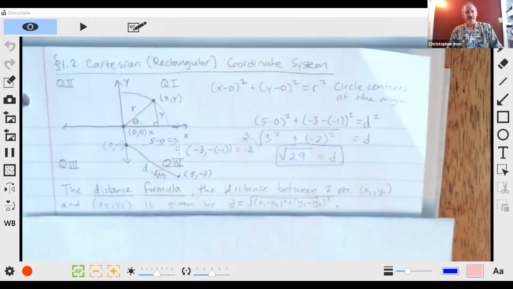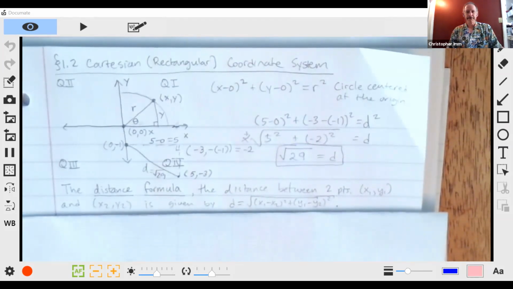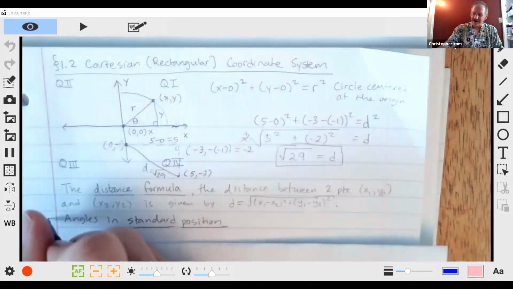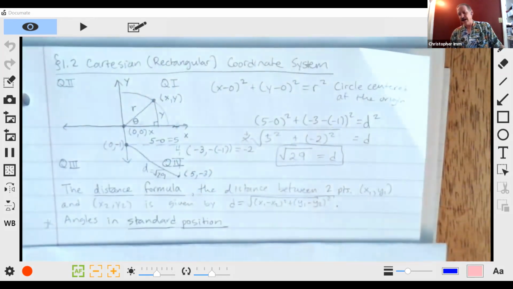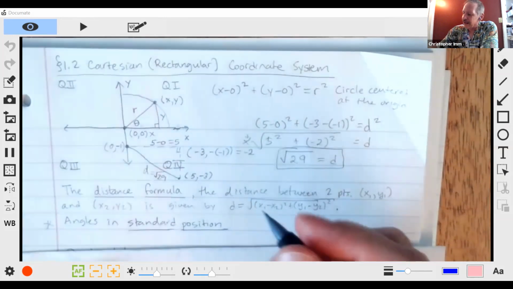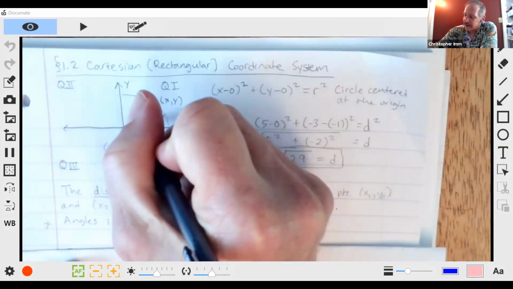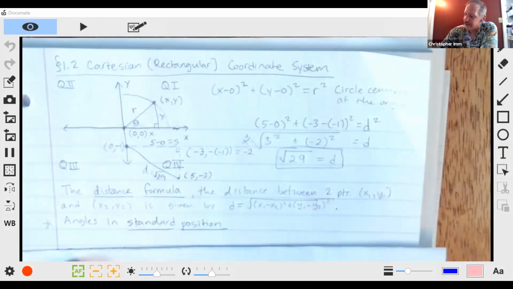Questions there on the distance formula? Okay. All right. Next thing we want to talk about, right? And this is really important, so I'm going to put a star by it. Angles in standard position. So what does it mean for an angle to be in standard position? It means that an angle is in standard position like this one here. This angle theta is in standard position.